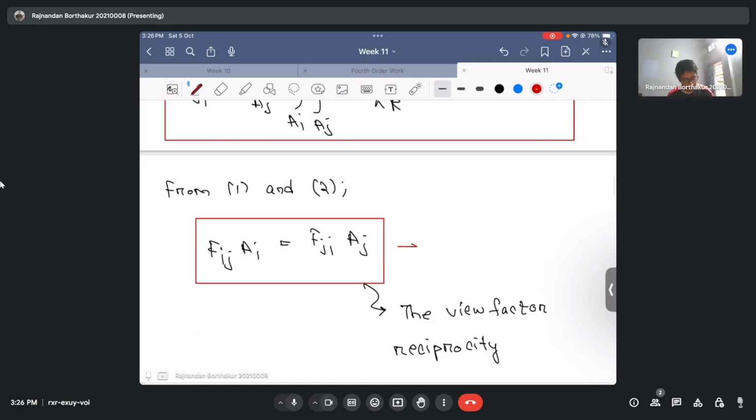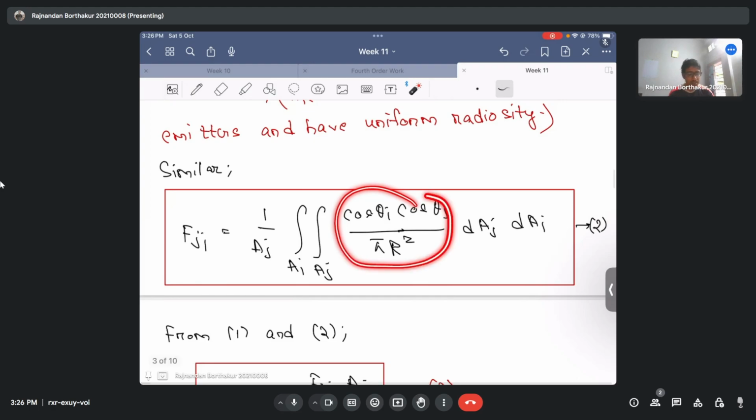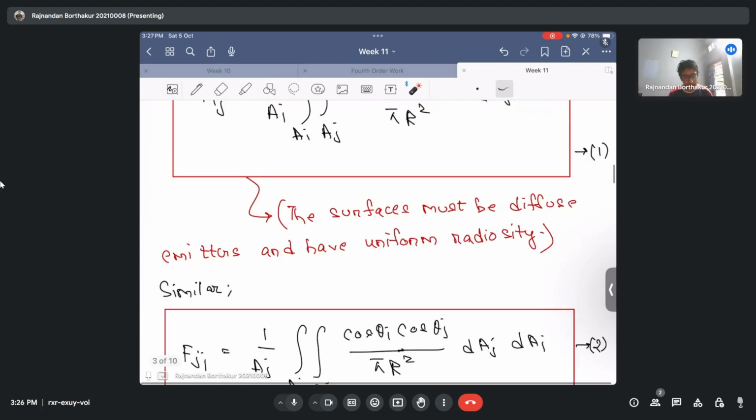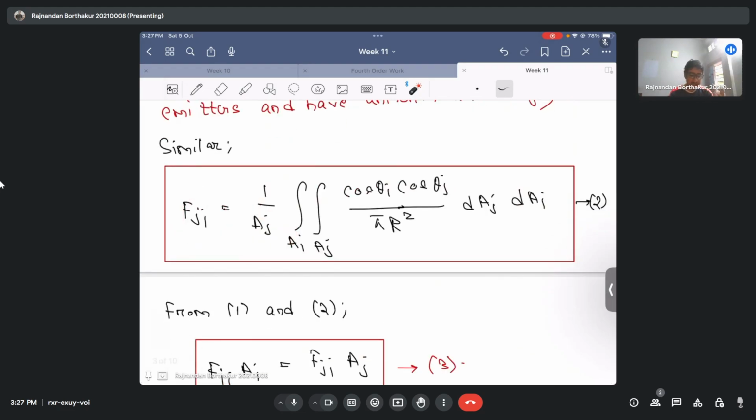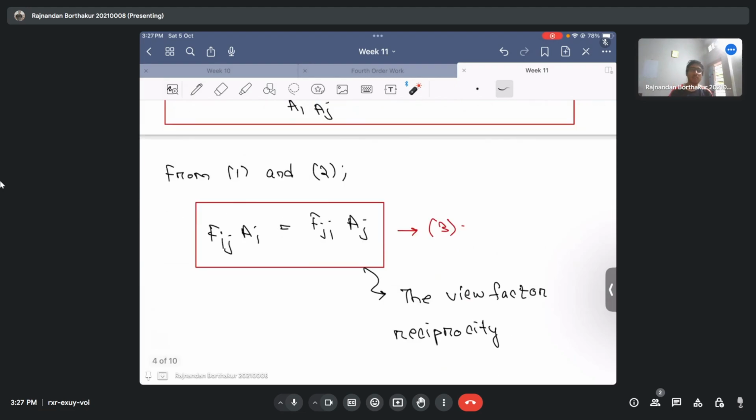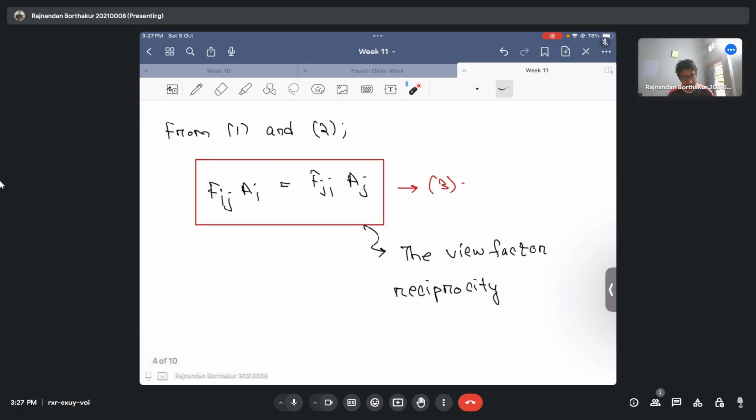Okay, so I name this as equation 3. It's all because this integrand, cos theta i times cos theta j by pi r square, is always the same, be it we determine Fij or Fji. That's why the product of Fij times Ai is always equal to the product of Fji times Aj. From there we can write the reciprocity relation as Fij times Ai is equal to Fji times Aj. This is known as the view factor reciprocity relation in radiation heat transfer.